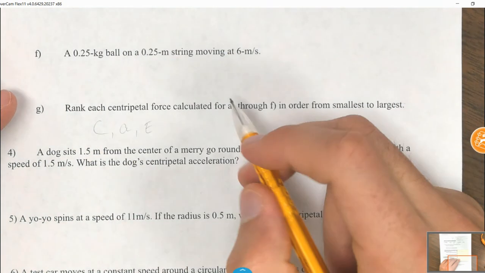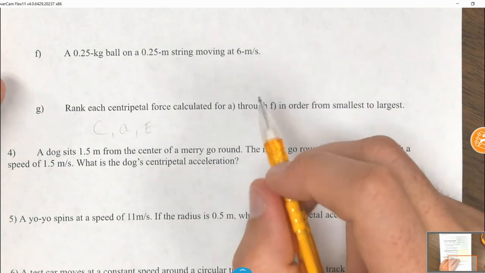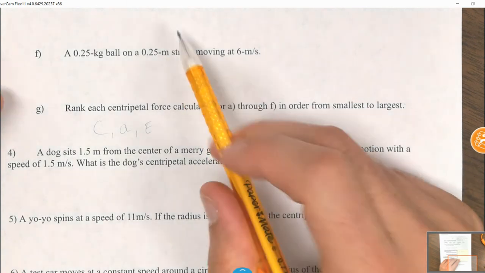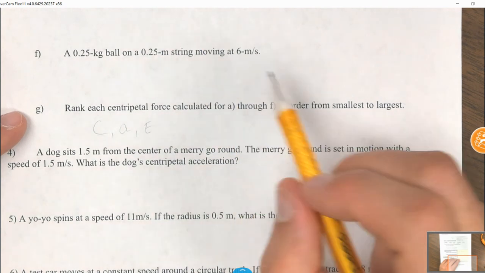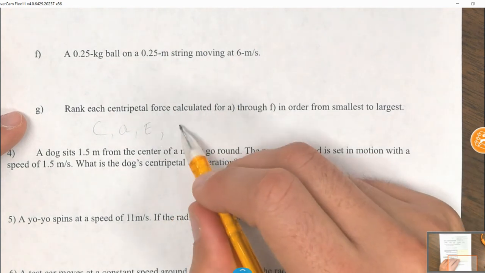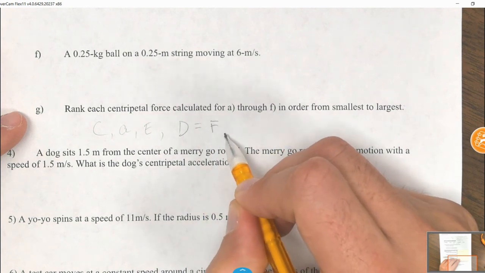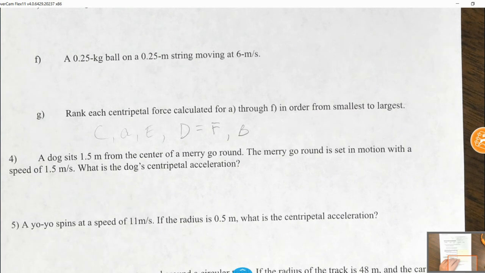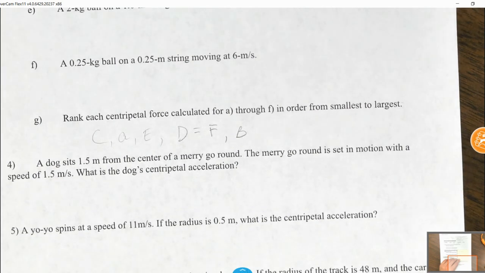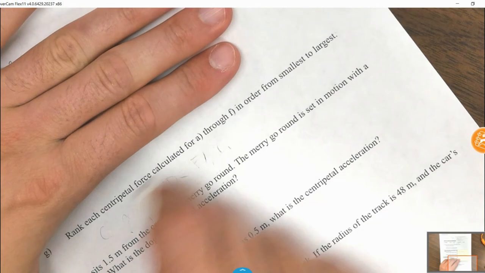And if there's two of them that are the same, let's just say like C and D were the same, or how about F and D? If F and D were the same, and B was the smallest, it would look something like that. So you guys are going to complete those problems on your own.